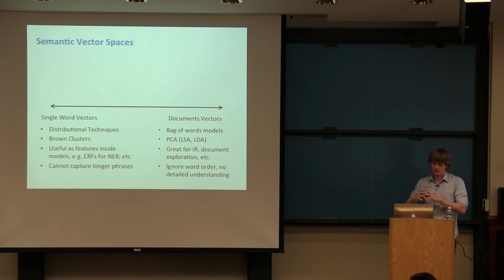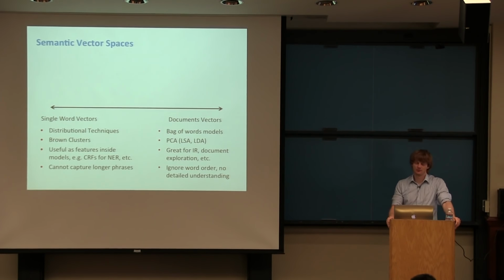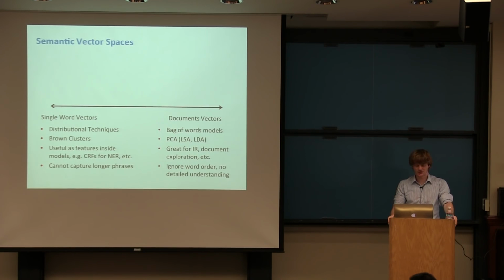And so just to give you a broader sense of where that puts us, there are a lot of these representations for single word vectors. We looked at word2vec and GloVe vectors. Basically, they're distributed and distributional techniques. There are actually a lot of other ones, such as Brown clusters, which we're not going to cover much in this class. But basically, they also capture co-occurrence statistics. And so they are great, but they really can't capture longer phrases.